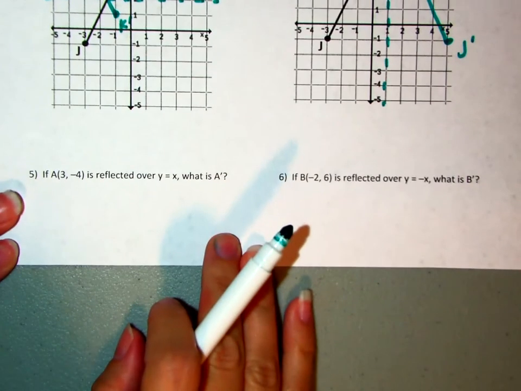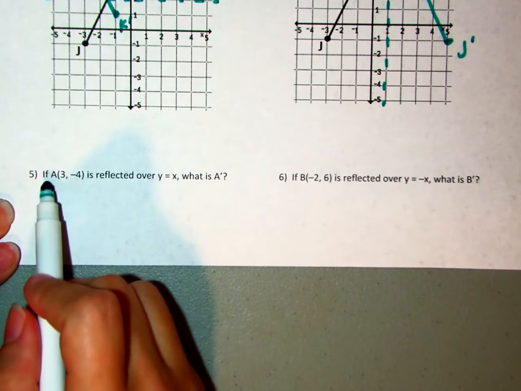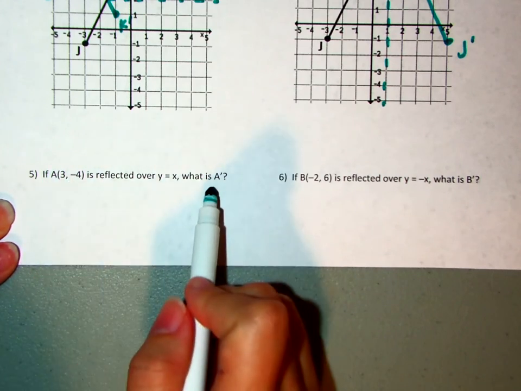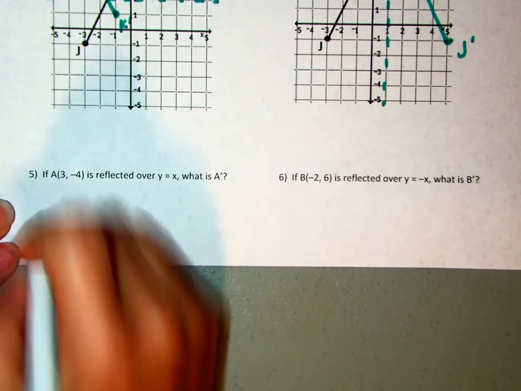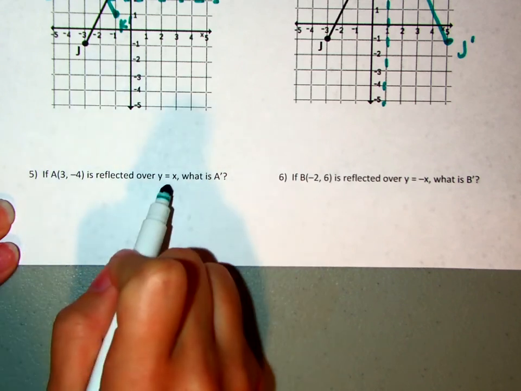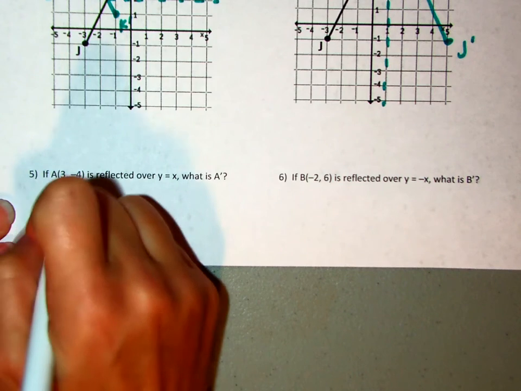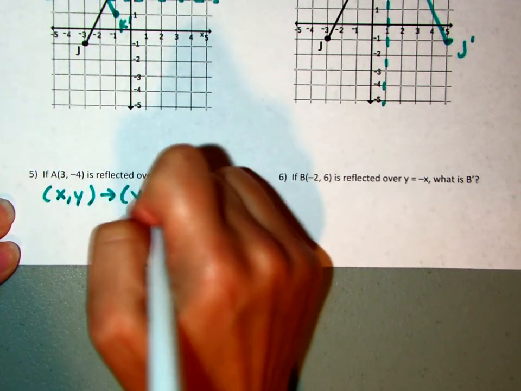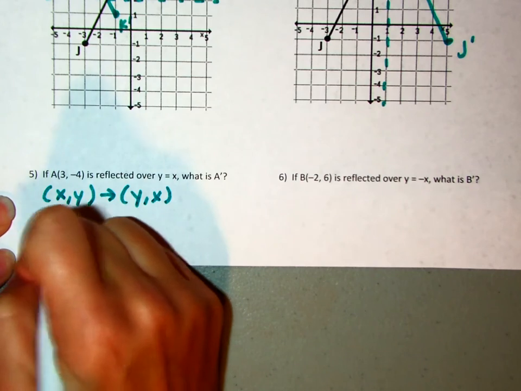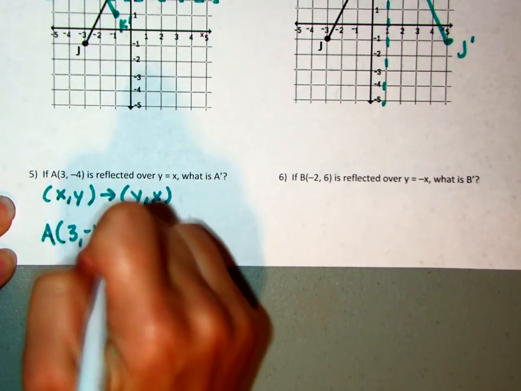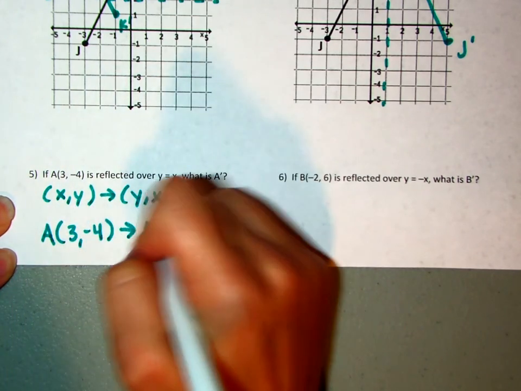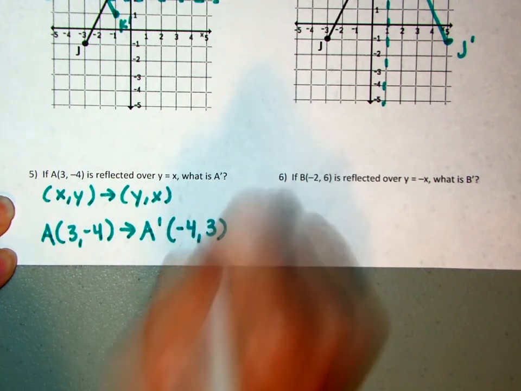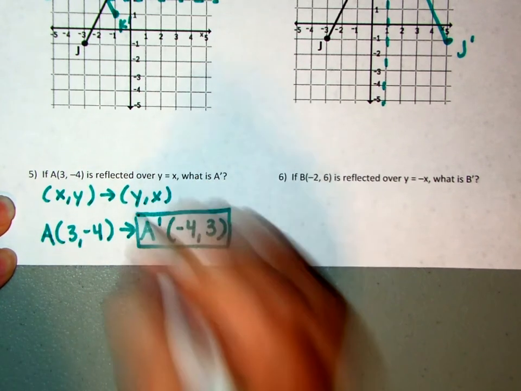On numbers 5 and 6, they're a little different. This time they're giving us the pre-image point, and then they're telling us a reflection has occurred, and we need to figure out what the image point is. We're reflecting this first point over y equals x. Remember, when you reflect over y equals x, you just flip the y and the x. So A, which we have at (3, -4), becomes A prime by flipping these numbers, which would be (-4, 3). And this is my answer.